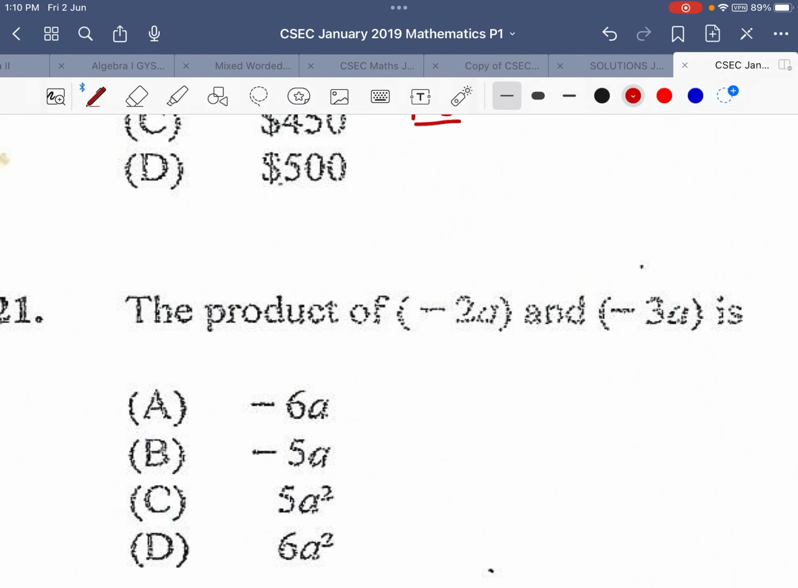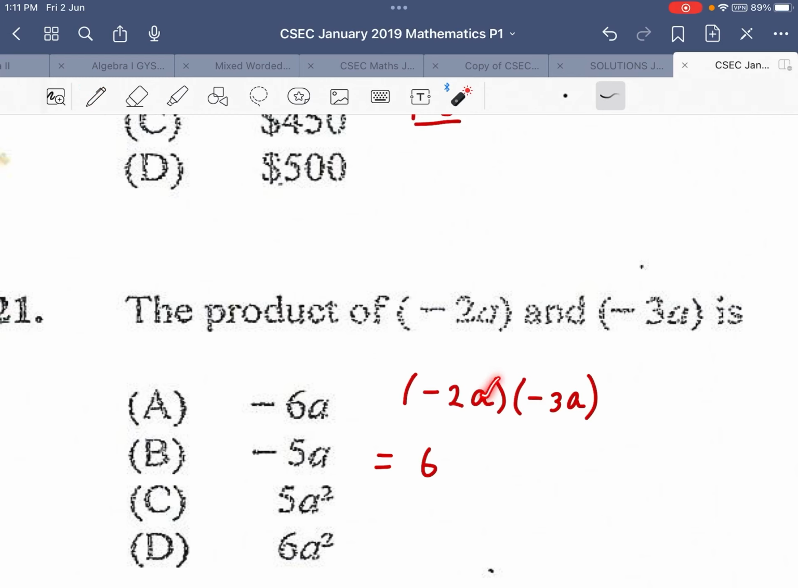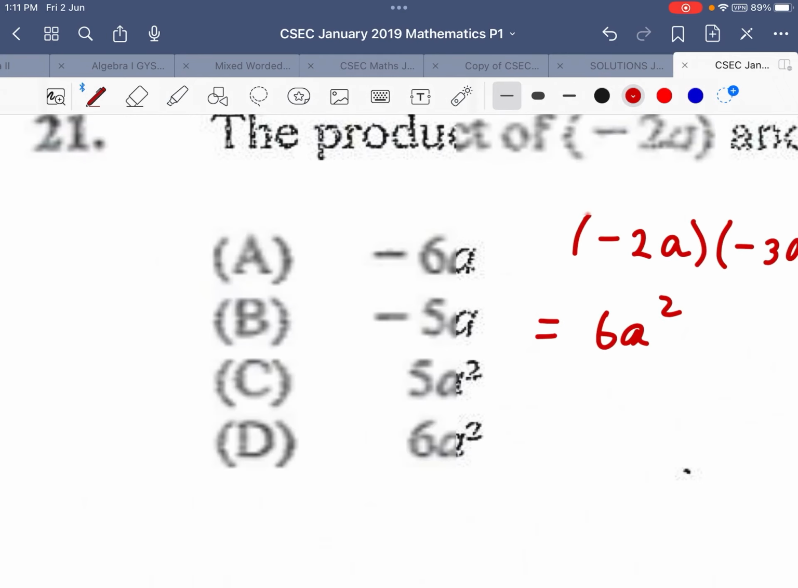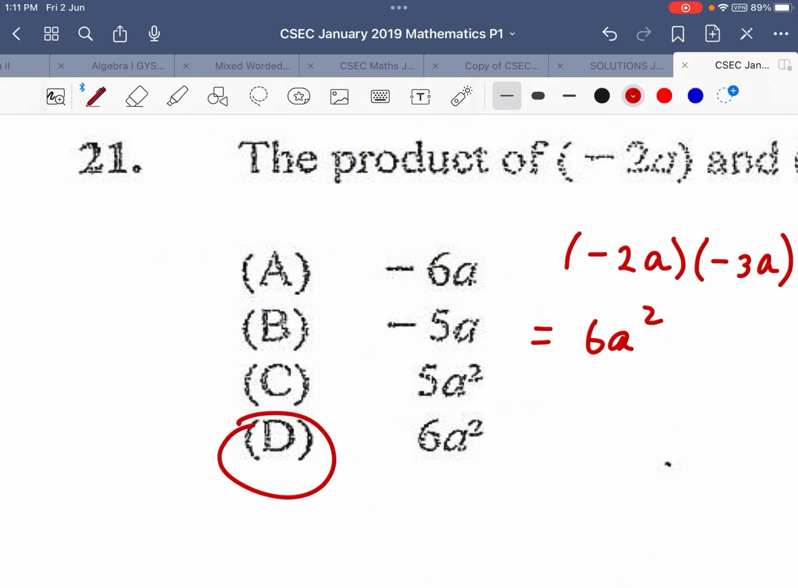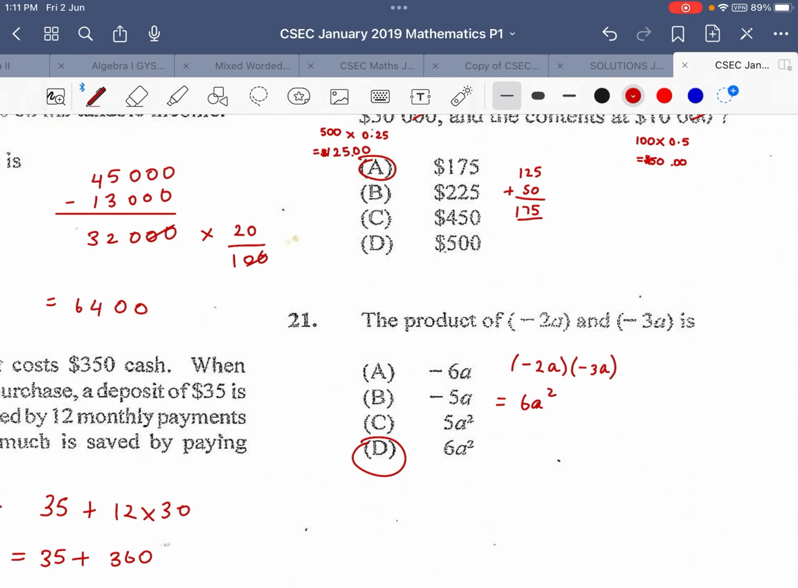Okay, so 21 says the product, which means multiply. So the product of minus 2a and minus 3a, of course we'll multiply minus 2a times minus 3a. Multiplying the variables, we have minus 2 times minus 3. Two negatives multiplied by each other is a positive 6. And then a times a is a squared. Any number multiplied by itself is itself squared. The answer is D.